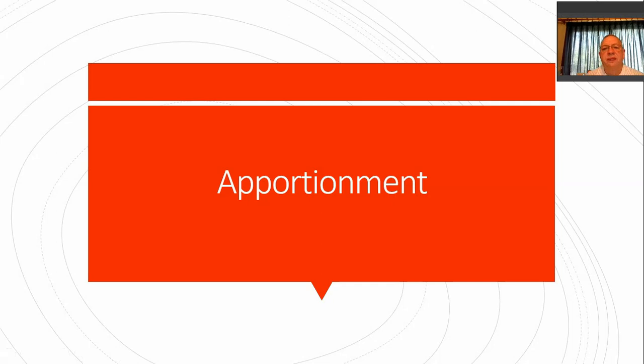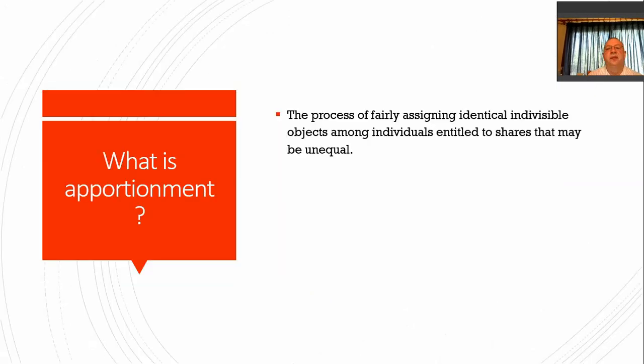Welcome back to lecture. In this lesson, I would like to talk about apportionment. How do we divide something evenly among groups? So, what is apportionment? The process of fairly assigning identical indivisible objects among individuals entitled to shares that may be unequal.